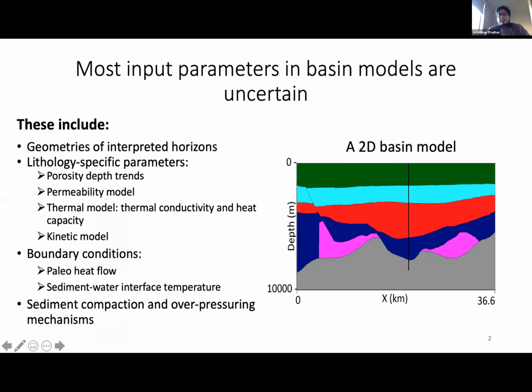We all know that a significant challenge in building a reliable basin model is the large amount of uncertainty associated with the input parameters. For example, in building a basin model, we need to specify several input parameters, such as geometries of interpreted horizons. We need to specify lithology-specific parameters, for example, porosity depth trends, permeability model, the thermal model, and many of which are uncertain. And uncertainty can also come from our boundary conditions such as paleo heat flow and sediment compaction mechanisms.